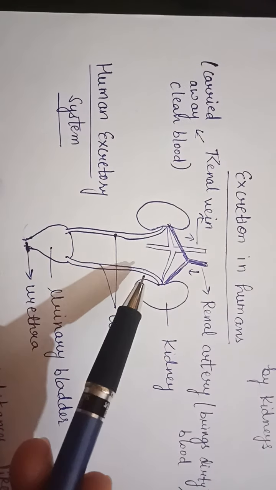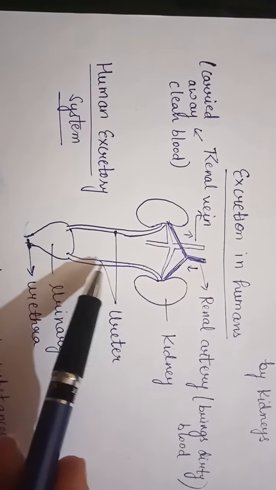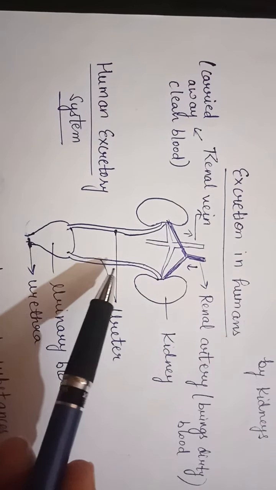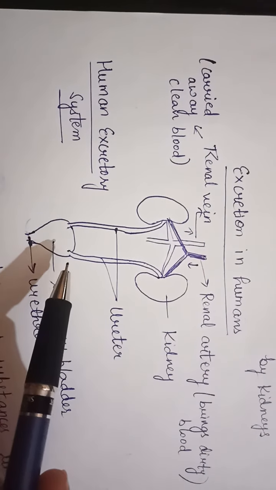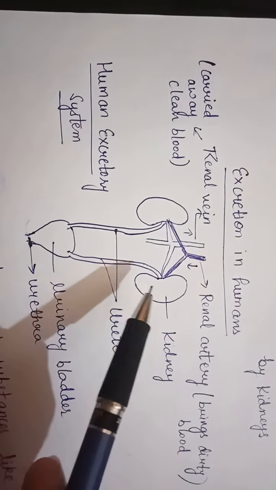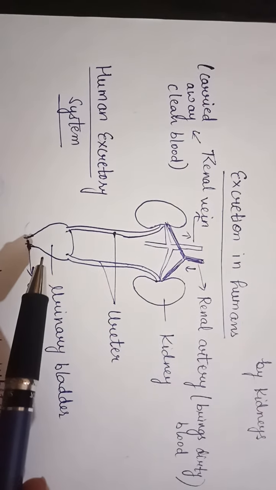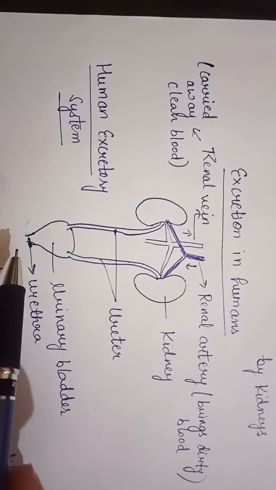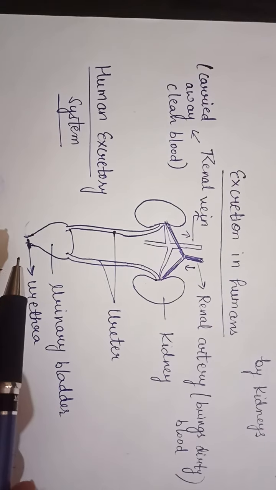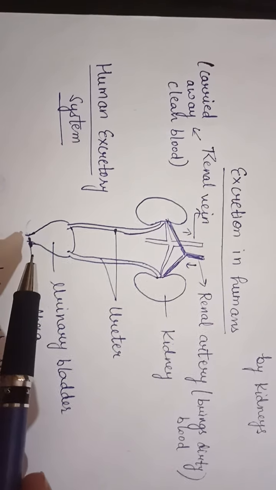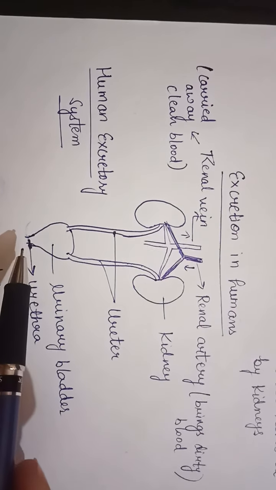Next, what is the function of the ureters here? The ureters carry urine from the kidneys to the urinary bladder. And what is the function of the urethra? The urine is passed out from the body through the urethra.